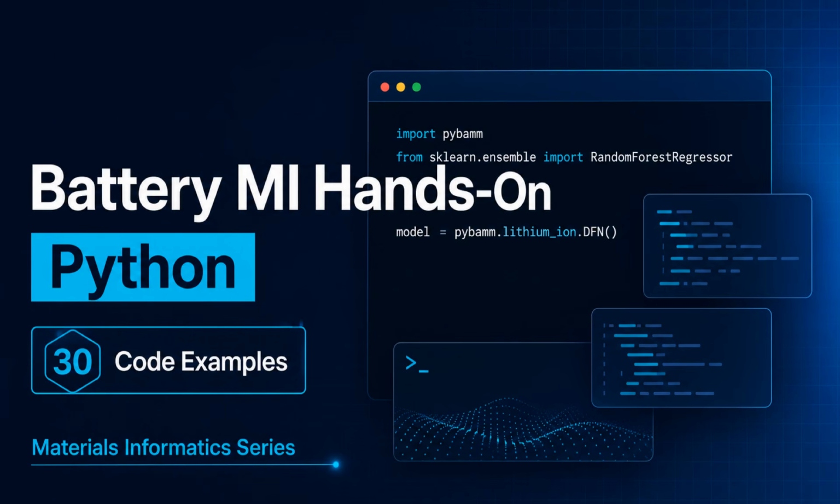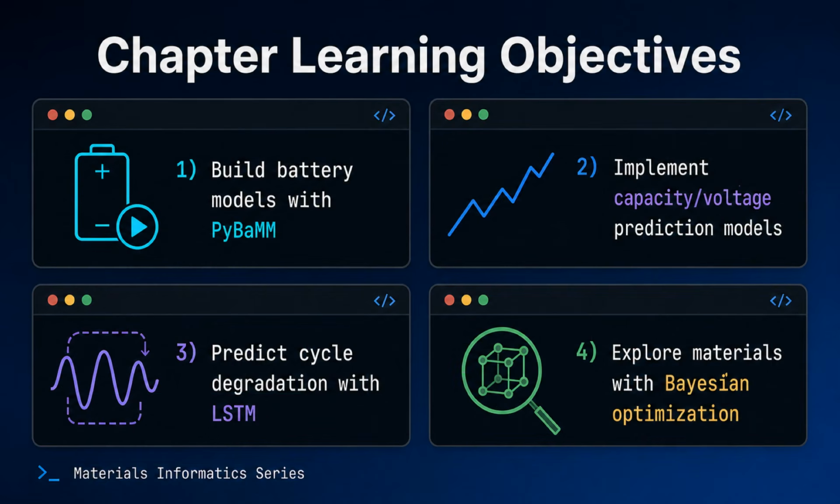Welcome to the hands-on chapter of our Battery MI series. This is where theory meets practice. Over the next hour, we'll work through 30 code examples covering the complete MI pipeline for battery materials. You'll learn to acquire and pre-process data, build prediction models, forecast degradation, and optimize materials using Python's powerful data science ecosystem. By the end of this chapter, you'll be able to do 4 things.